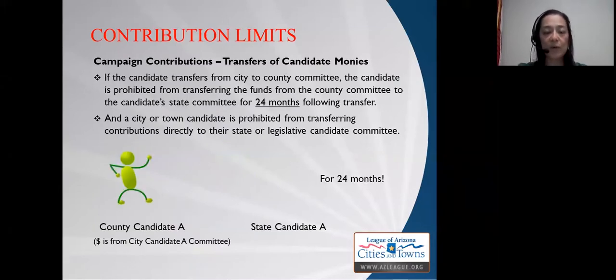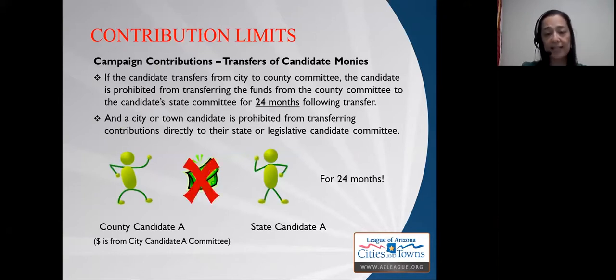But it's important to know that there are some restrictions if we move forward to other types of seats. City and town candidates cannot directly transfer their own funds into a state or legislative committee. They essentially have to park it 24 months in a county committee, and then they can move it to a state committee.